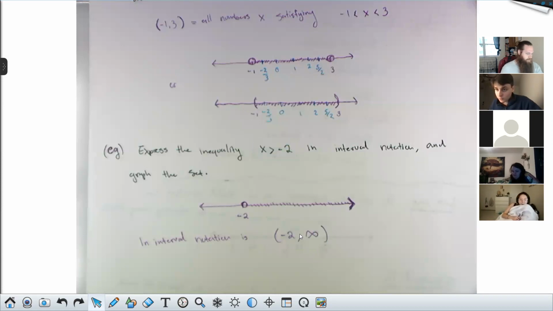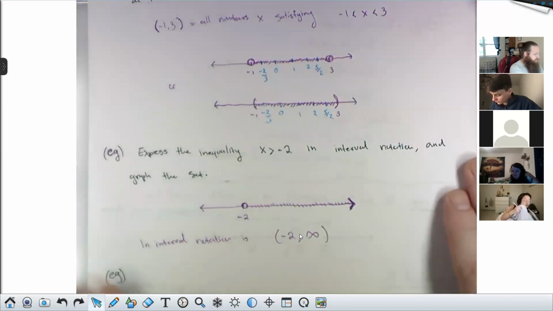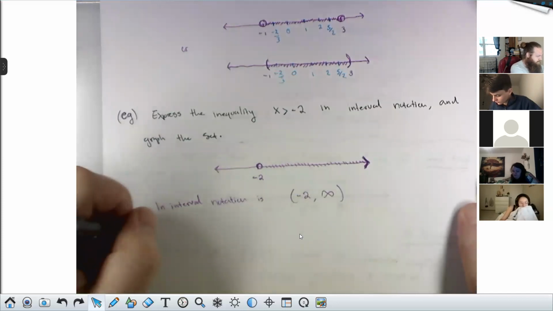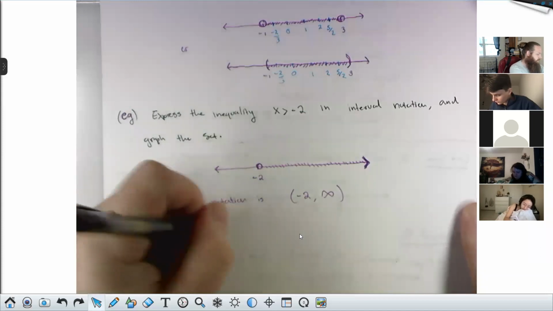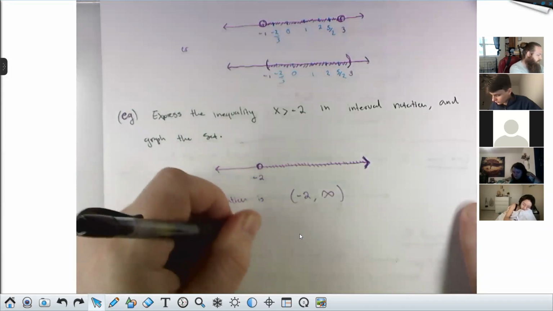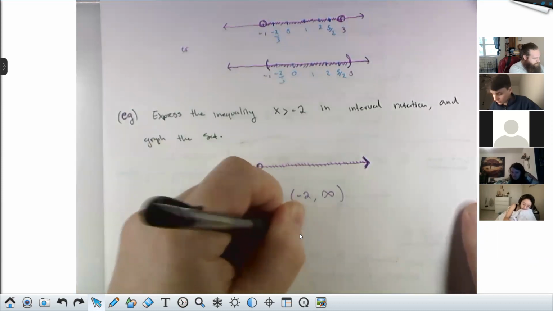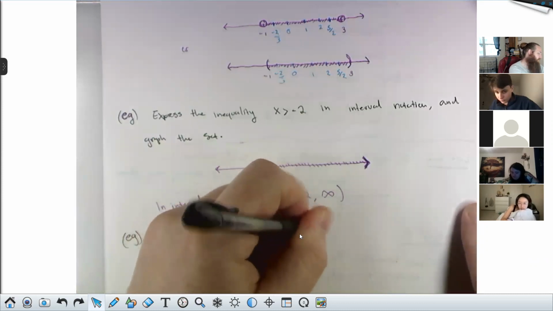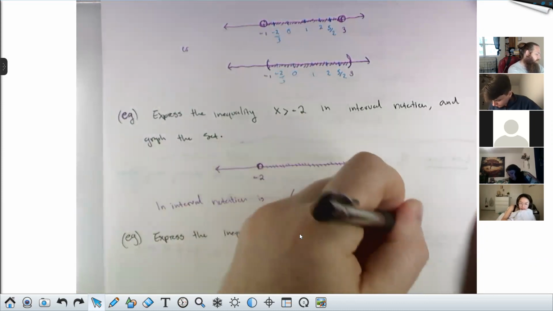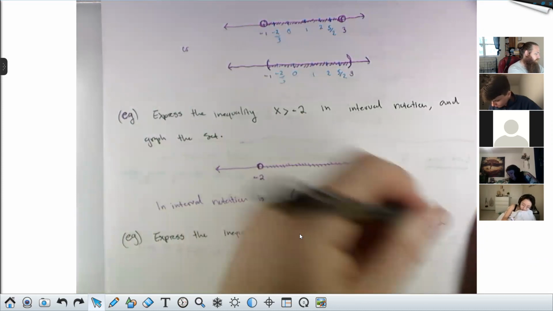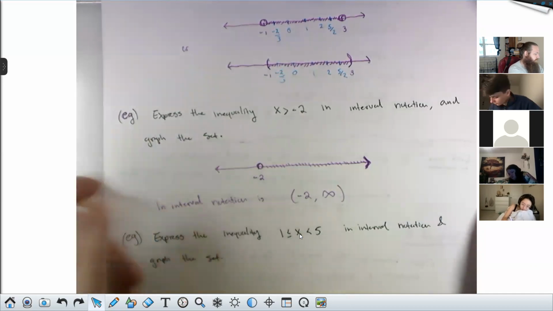We can mix and match these. I'll do just one more. I'm sure everybody has seen this at some point. Just kind of recharging your brains. Let's express the inequality 1 is less than or equal to x is less than 5 in interval notation and graph this out. Okay.